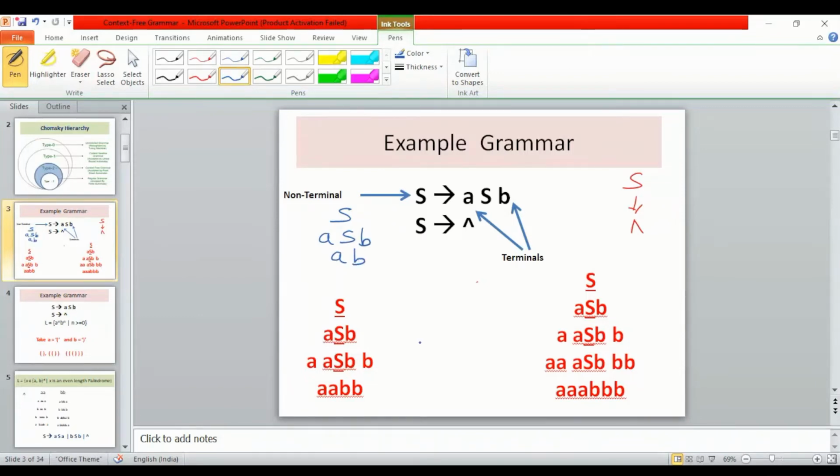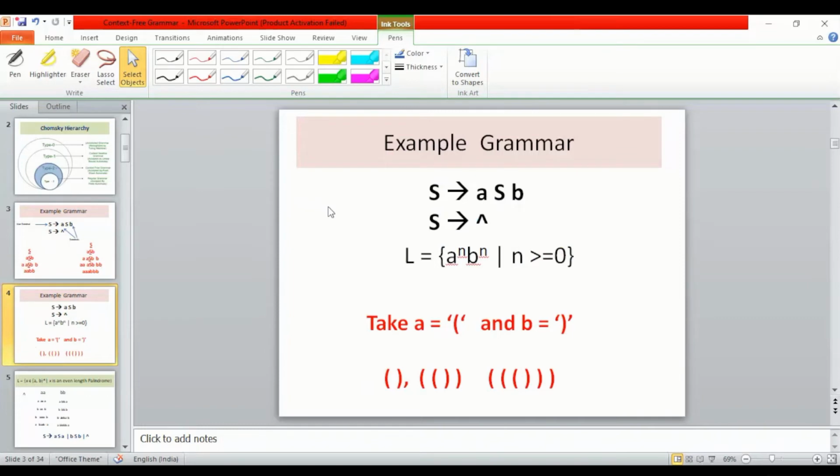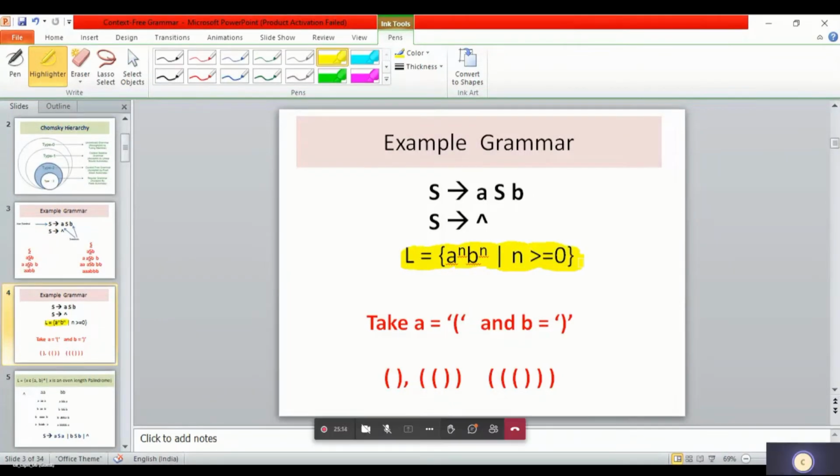So you can see that we are generating this set of strings: null, then AB, then AABB, then AAABBB. We can derive infinitely many such strings using this grammar. If you observe all these strings, you will find that they follow a certain pattern. So I can say this grammar represents the language L equal to A raised to N, B raised to N, where N is greater than or equal to 0.